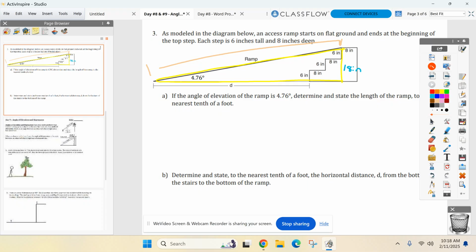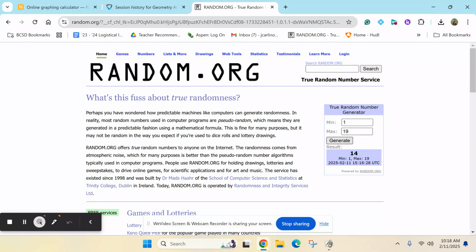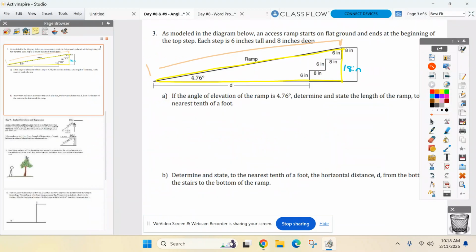All right, so let's talk and find out. Theo, you're up here. What's the 18? Opposite, adjacent, or hypotenuse to the 4.76? It would be opposite. And how about the ramp I'm trying to find? That's the hypotenuse. So Theo, if I have O and H, which ratio am I allowed to use? SOHCAHTOA? Sine. Good, I can use sine. So I'm going to say sine of 4.76 equals opposite 18 over hypotenuse. I'll call it H there for hypotenuse. You can call it any variable you want, except for D in this case.